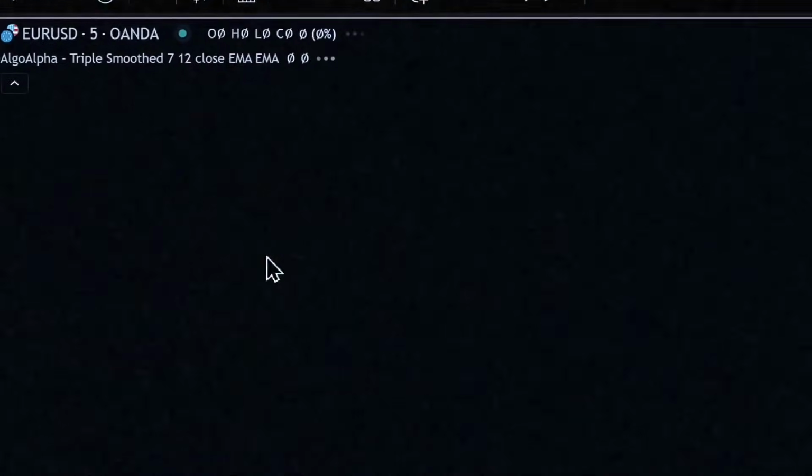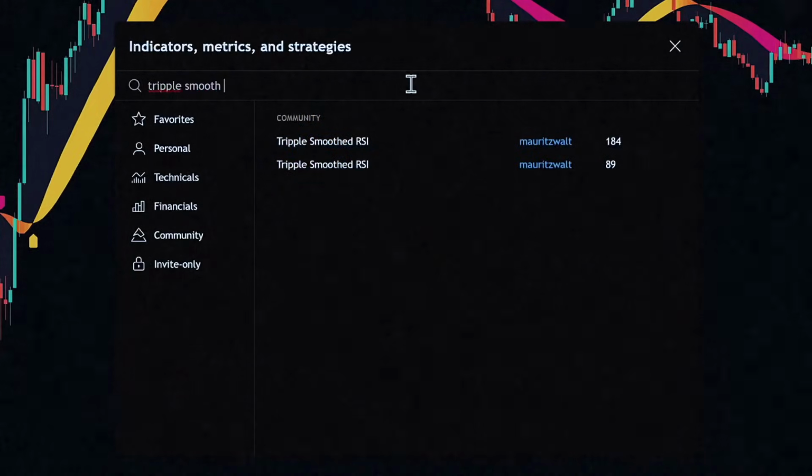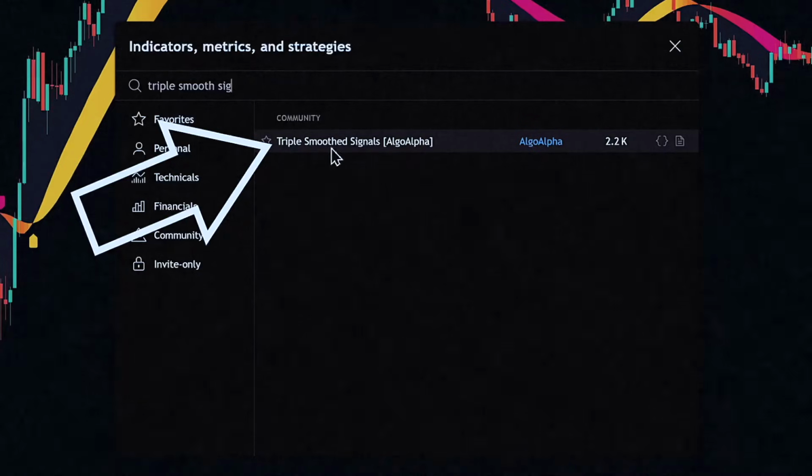Pull up the 5-minute Euro USD chart and hit the indicators button. Then search for Triple Smooth Signals and pick the one by, of course, Algo Alpha.